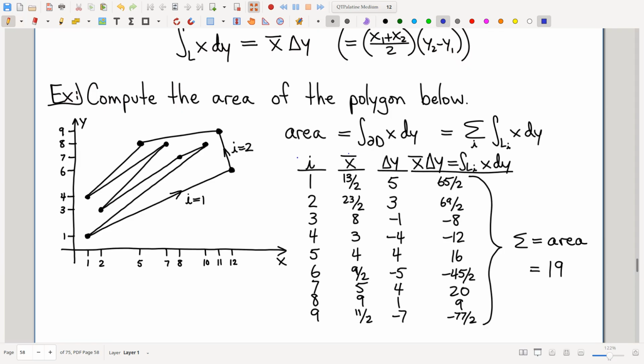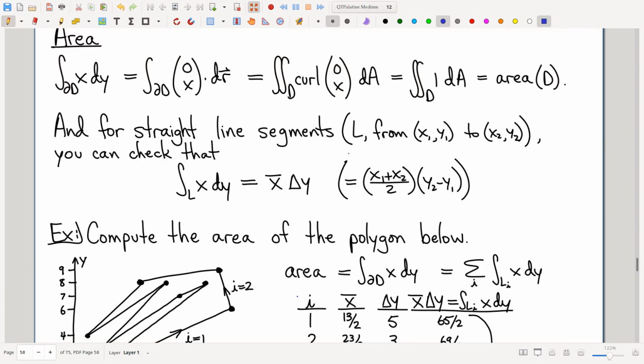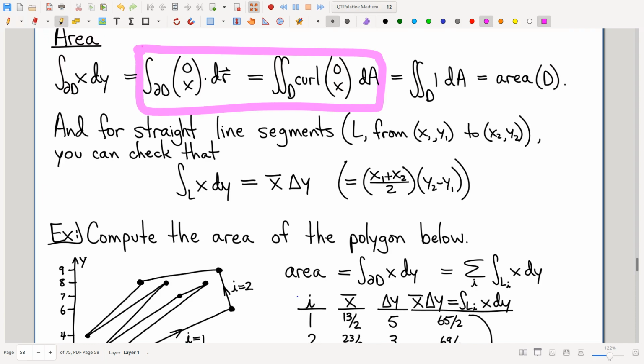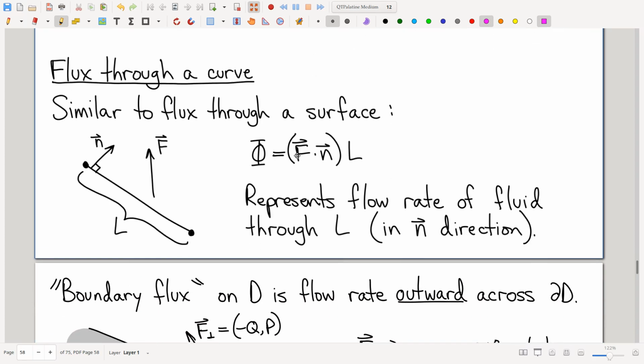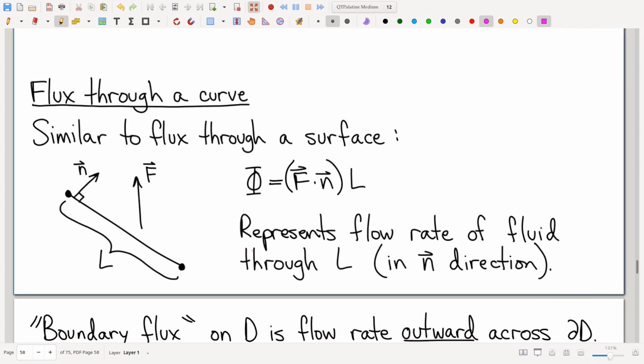Okay, nice little application. And again, the thing that makes it work, where the magic happens, right there, is Green's theorem. Okay, next nice little application. Let's talk about flux through a curve.